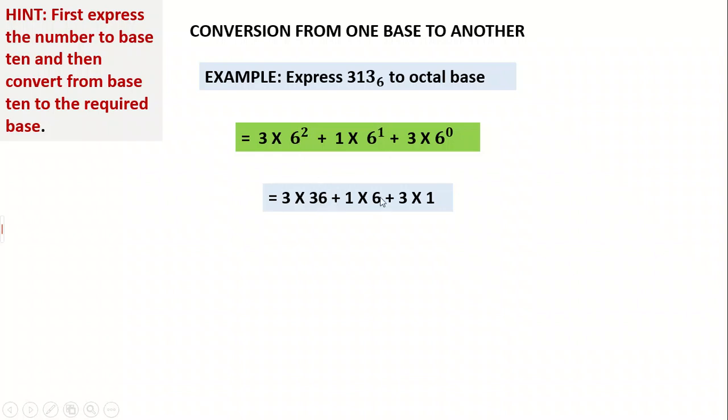6 raised to power 1 is what? 6. 6 raised to power 0 is 1. So when you do the multiplication before the addition, you obtain 108 plus 6 plus 3. And that will give you 117 base 10. So this is 117 base 10, okay? So 117 base 10, what am I supposed to do? Then you go back and convert it to what? To the required base, which is what? The octal base, that's base 8.